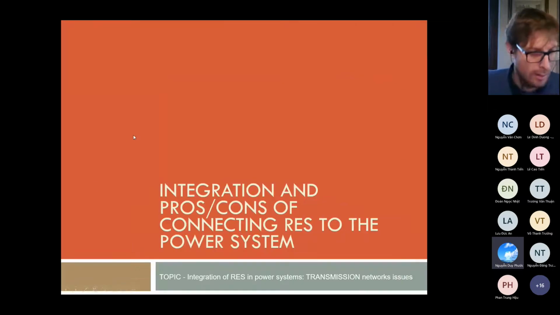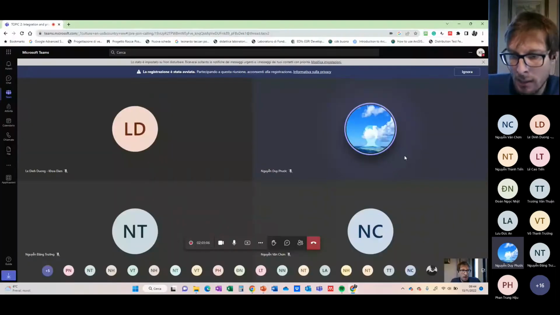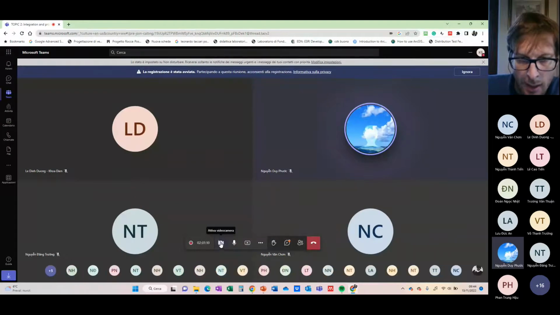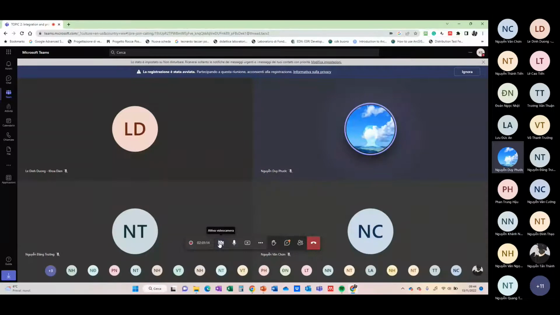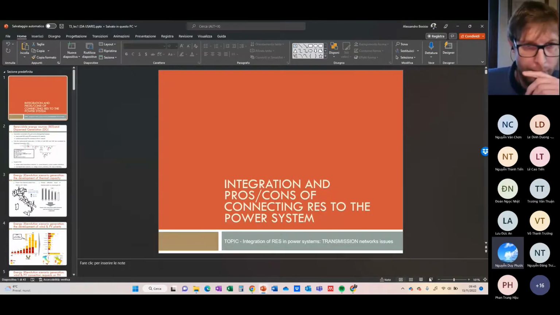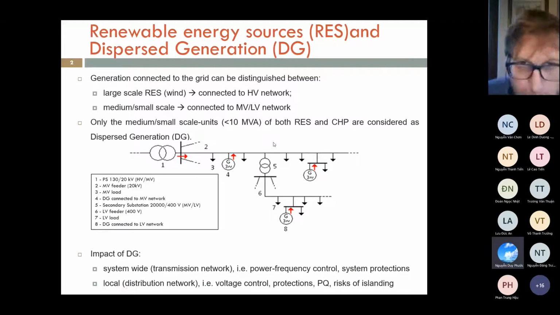let's see now the integration and the pros and cons of connecting RES to the power system. So basically, we have already investigated some of the consequences of the integration of RES in the power system. Now I would like to go into more detail. So what about RES and dispersed generation?